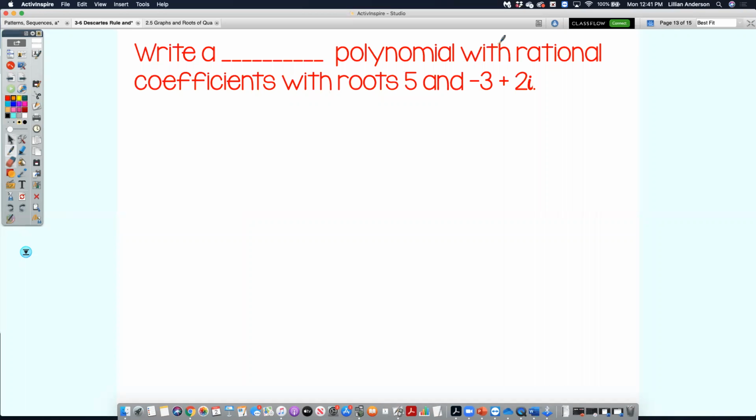Write a cubic polynomial with rational coefficients with roots of 5 and -3 plus 2i. What degree is this going to be? Cubic. It's going to be another cubic, because my zeros are 5, -3 plus 2i, and -3 minus 2i. Good. So remember, we write those as factors.